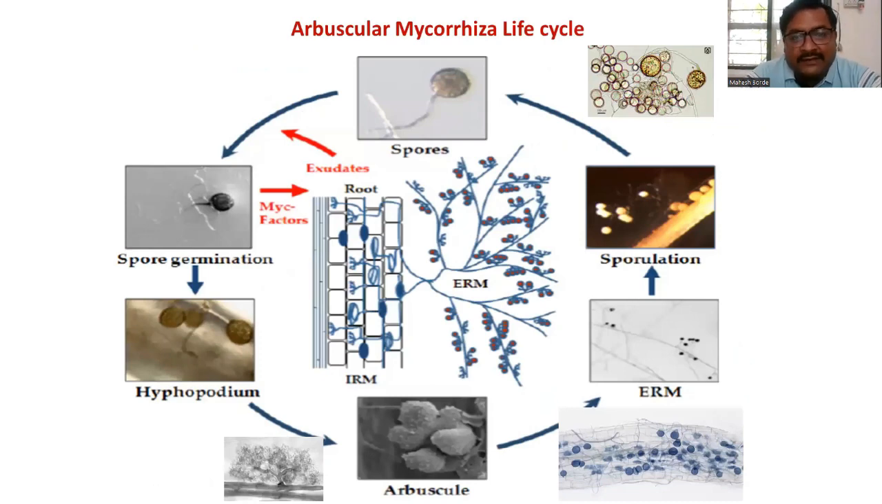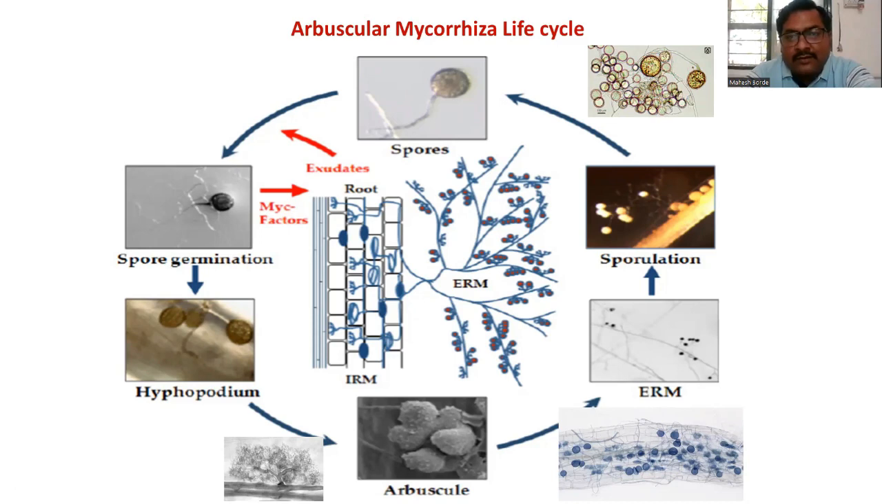Now, if you see the general life cycle, there is no sexual phase seen in the arbuscular mycorrhizal fungi. There will be germination of the spore by recognition of strigolactone through the hyphopodium, and the mycelium enters into the root cortex, where they produce the first structure, that is arbuscule, and after that a vesicle. Outside the root within the soil, they produce a mycelial mat called extraradical mycelium, or external mycelium, and on that they start producing sporulation. Again, these spores recognize a new root and establish again. In this way, an asexual life cycle takes place in mycorrhizal fungi.